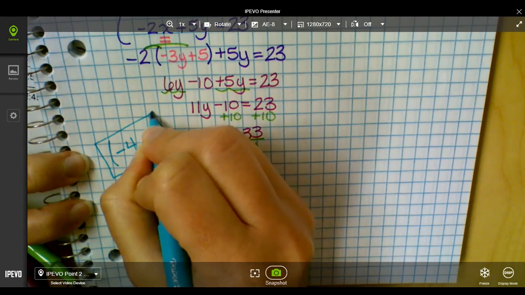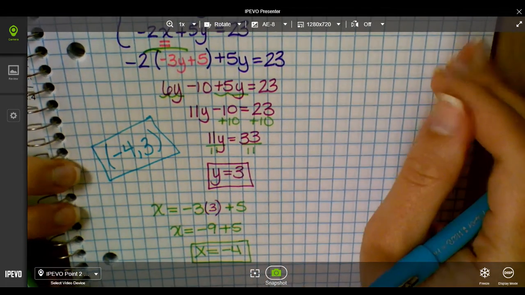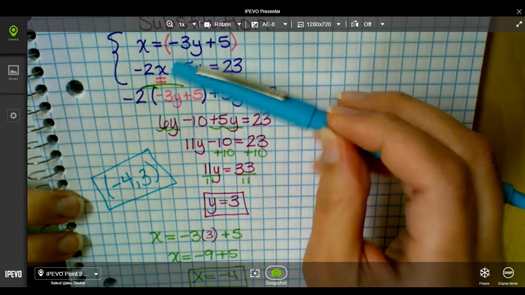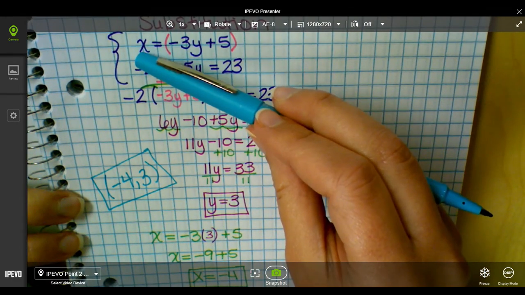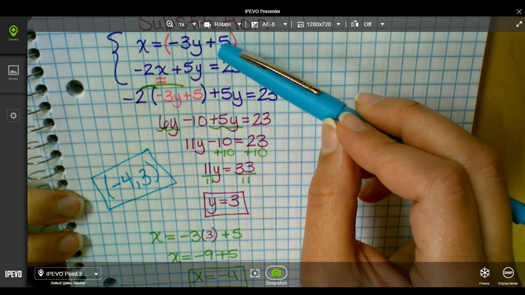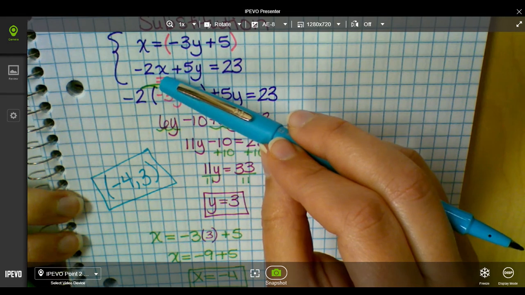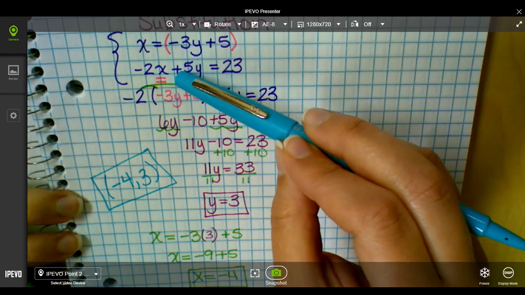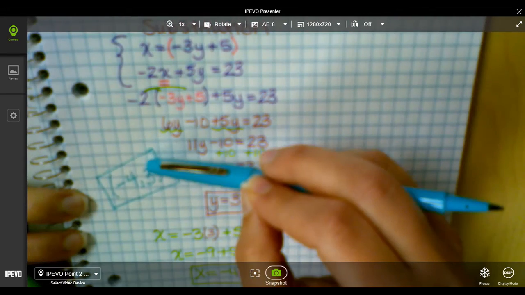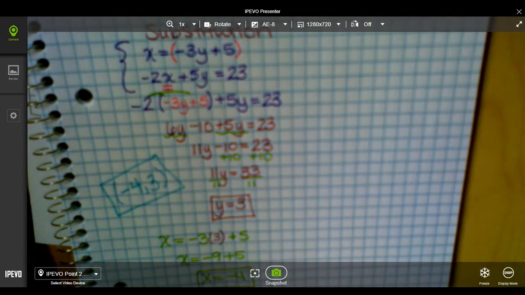And if you are ever in doubt, if you are taking this test tomorrow and you're like, I don't know if that's actually the right answer, go back and plug it into over here. So does negative 4 equal negative 3 times positive 3 plus 5? So we already kind of did that. That's true. If I go down here, negative 2 times negative 4 is positive 8. 5 times 3 is 15. 8 plus 15 is 23. So that's always a way that you can double check and make sure that you did this problem correctly.